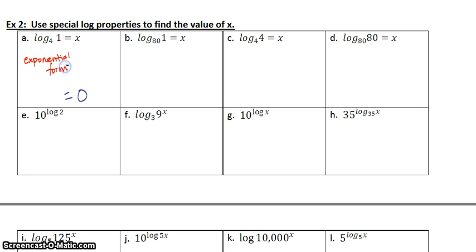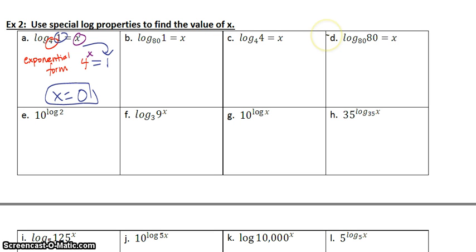And in exponential form, 4 is the base. That becomes the new exponent, and that number goes over there. So I'm looking for what power of 4 gives us a 1. The only way you can get 1 for your answer is if it's 0. So x is equal to 0. All right, let's keep going.